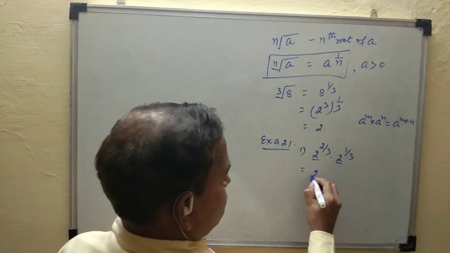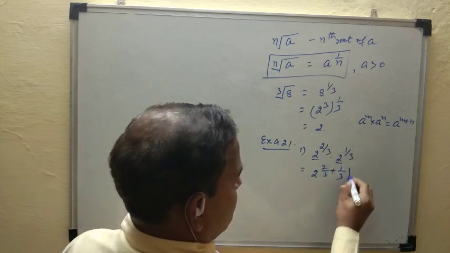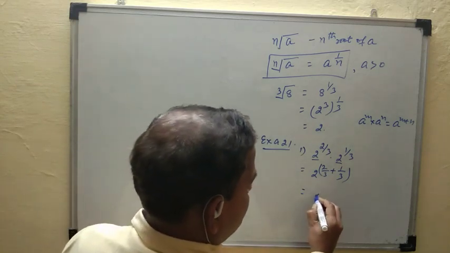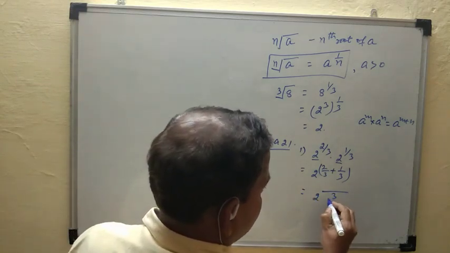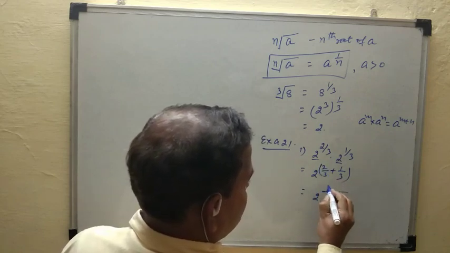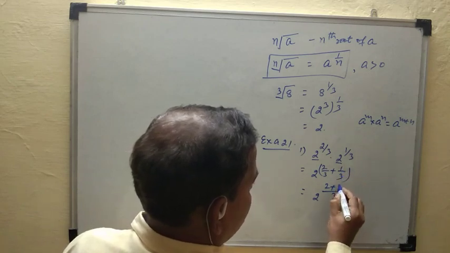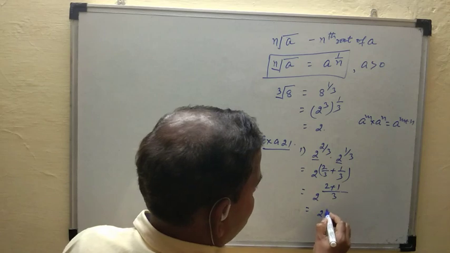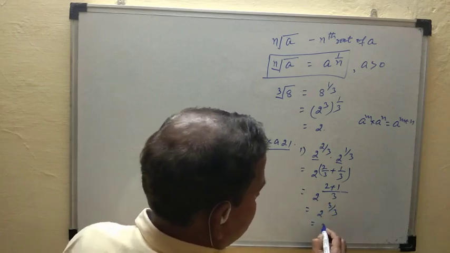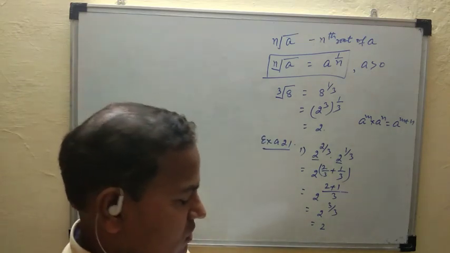So here it can be written as 2 to the power 2 by 3 plus 1 by 3, that is both powers add. The LCM of the denominators is 3, so 3 divided by 3 is 1, 1 multiplied by 2 is 2, 3 by 3 is 1, 1 multiplied by 1 is 1. So 2 to the power 3 by 3, cut it, that is 2 to the power 1. This is the example number 21 first part.